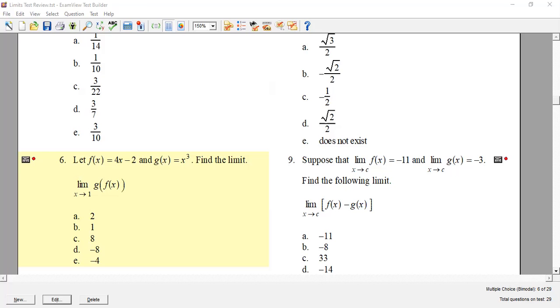What's 4 times 1? Oh, 4. Minus 2. 4 minus 2 is 2. Cubed is 8. That's your answer. No, you're not.